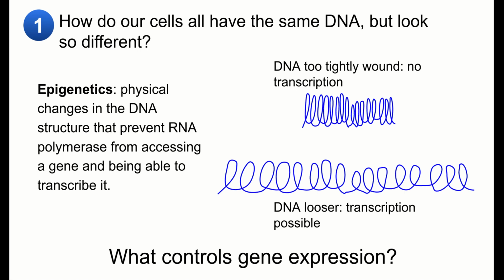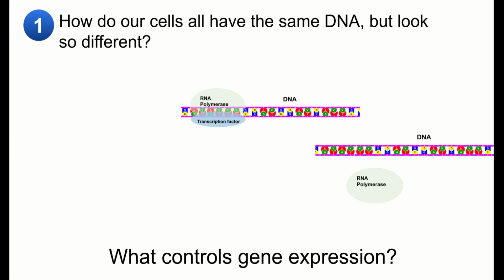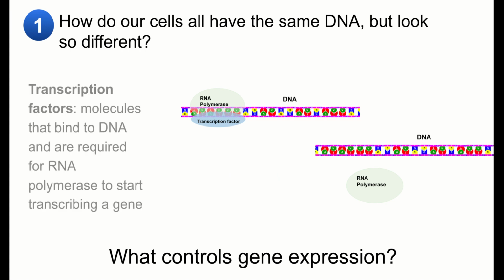On the bottom, I've got DNA that's much looser, and RNA polymerase can easily get in between those spirals and can transcribe a gene. And so DNA on the bottom is a gene where transcription would be possible, and so we could express that gene. The gene on the top is one that would be repressed. Here's another example of something that can control gene expression. It's called a transcription factor. These are molecules that bind to DNA and are required for RNA polymerase to start transcribing a gene.